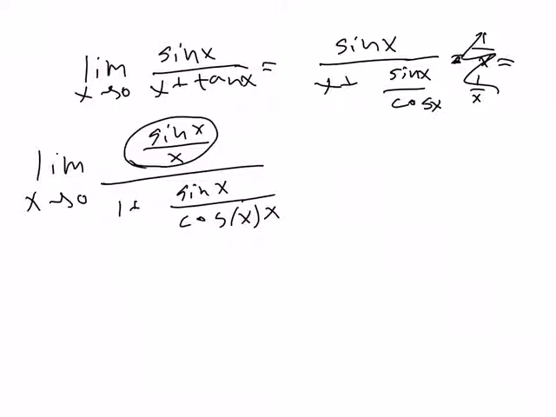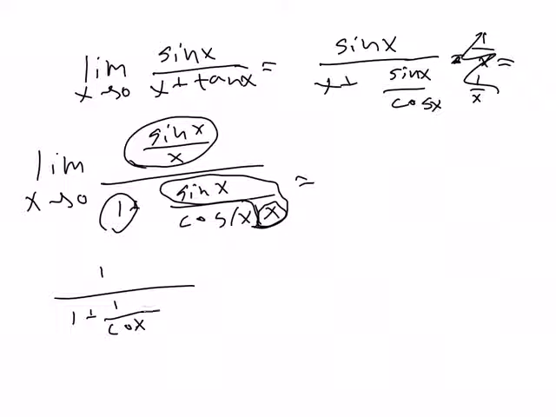Well, this we know what it is, and we can kind of ignore this 1, and we also know what this is. So this is going to be equal to 1 over 1 plus 1 over cosine x times 1, right? Because this sine x over x is going to give us 1. So you take the limit as x goes to 0 of this, so let's just plug in 0, and we're going to get 1 over 1 plus 1, or a half. So for our next problem, we have the limit as x goes to 0 of sine x squared over x.